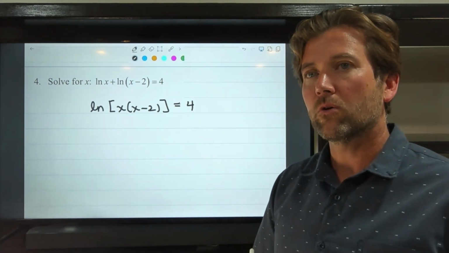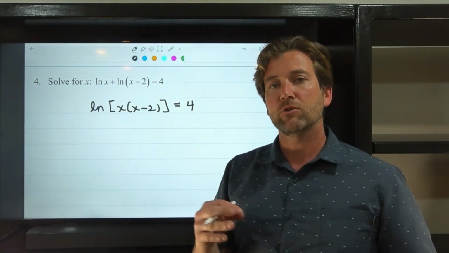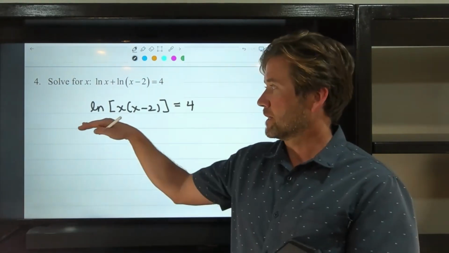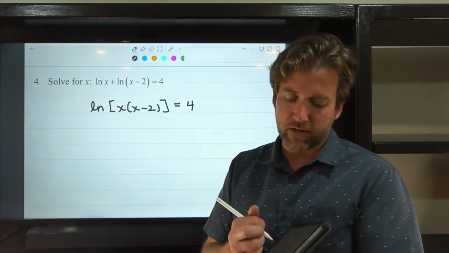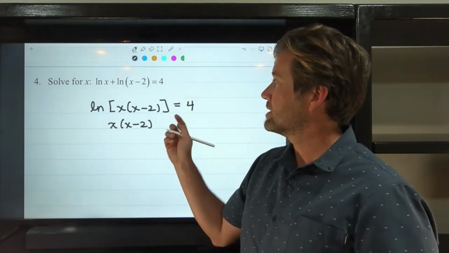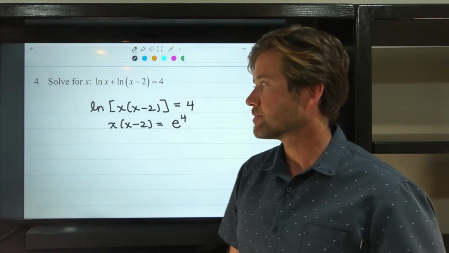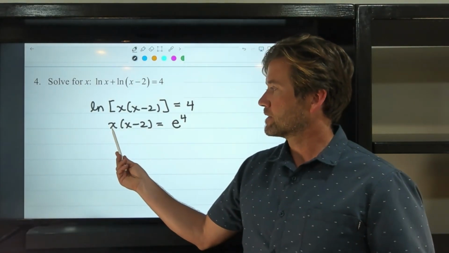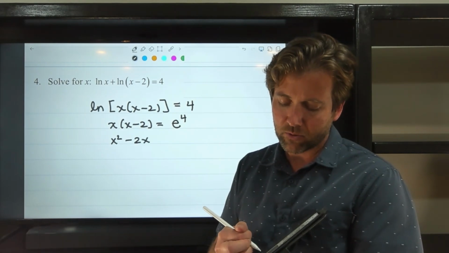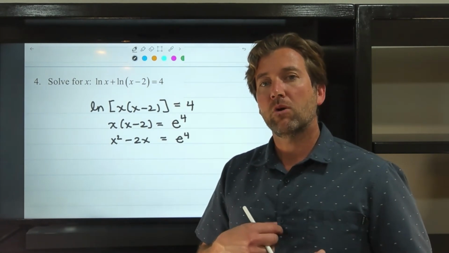Now, to undo this natural log right here, we have to use the inverse function, which is the exponential with base e. So I'll take base e of the left side and get x times x minus 2. I'll take base e of the right side and get e raised to the 4th power. Now if I distribute the x, I get x squared minus 2x equals e to the 4th. Now I have two options here.